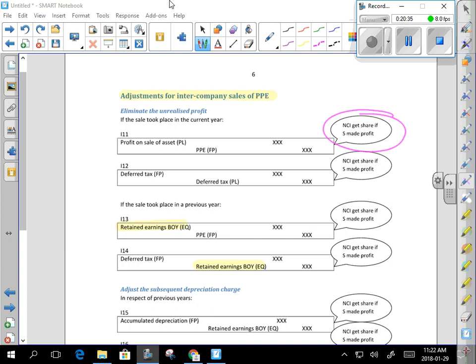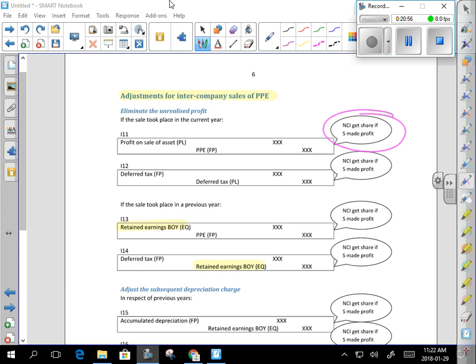So in ascertaining whether you're going to give NCI their share of this adjustment, ask yourself one question. Go back to the original transaction. Remember I said to you earlier, it doesn't matter who sells to who. H sells to S, S sells to H, or P sells to S. Okay, it doesn't make any difference. The entry stays the same.